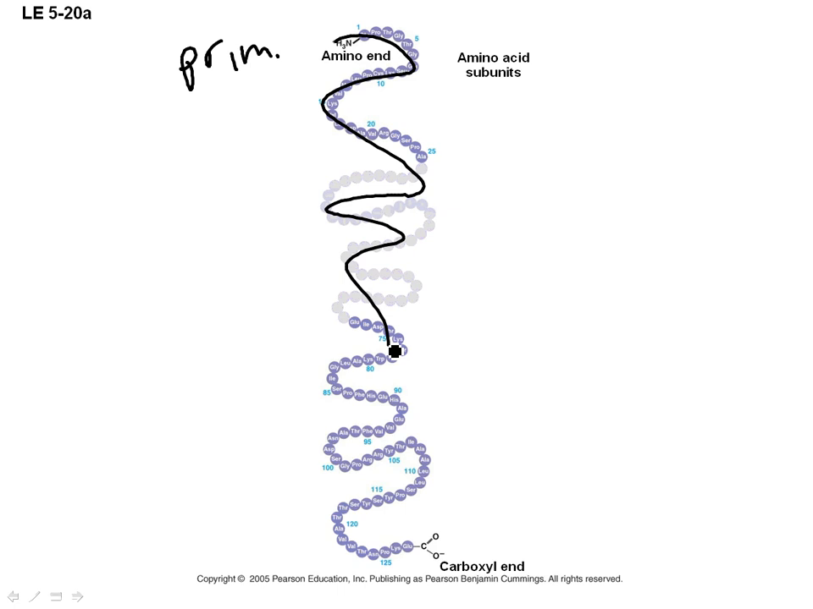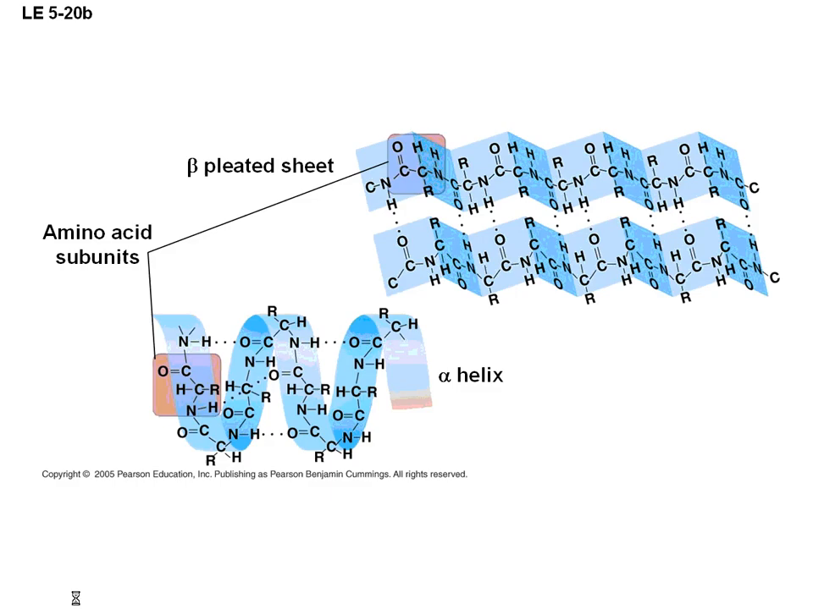There are two possible secondary structures of a protein. We're going to make them with our pipe cleaner. The first kind is called an alpha helix. So take your pipe cleaner and twist it into a spiral, like around your finger or something.